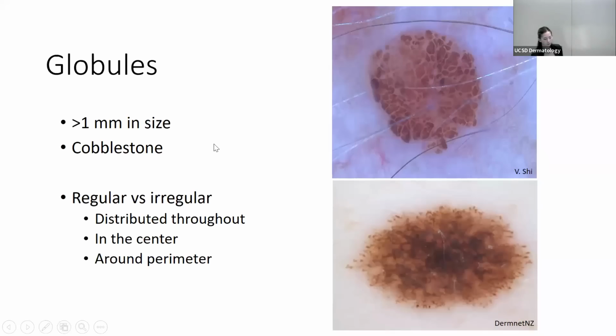Globules are the same thing, just bigger in size. They're 1 millimeter or bigger. You often see this cobblestone pattern with globules. So this is like a really classic intradermal nevus. Same kind of idea. If they're regular globules, they're going to be either distributed throughout the whole lesion like this. They're going to be maybe just in the center, or they're going to be around the perimeter, but they're going to be regular. If there's anything irregular, that's going to be a red flag.